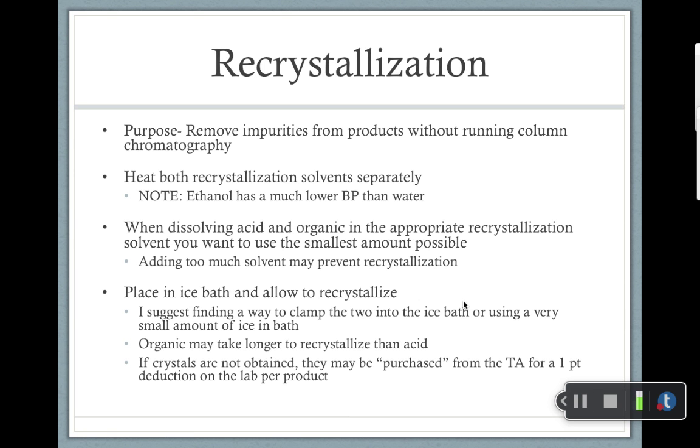When you're dissolving your acid and organic in the appropriate solvent, you want to use the smallest amount possible. This is because if you add too much solvent, it may prevent the recrystallization from occurring, and then you may have to boil down some of the solvent before you can try to recrystallize again.